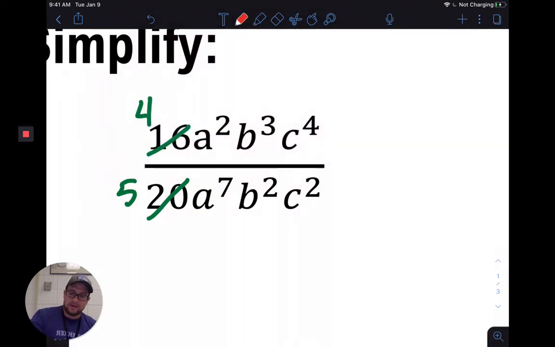I like to think about it as like which one has more. If a to the 7th fought a to the 2nd, who would win? Well, obviously probably the one with more.